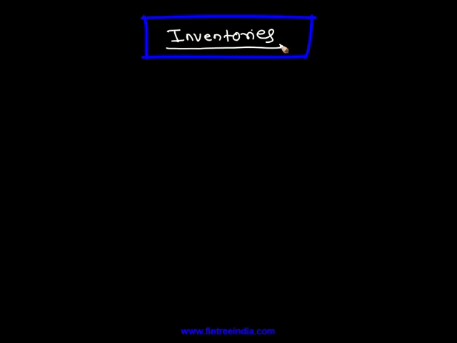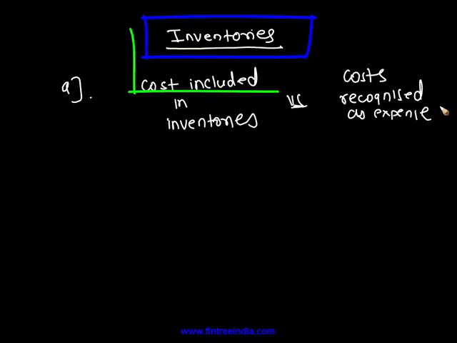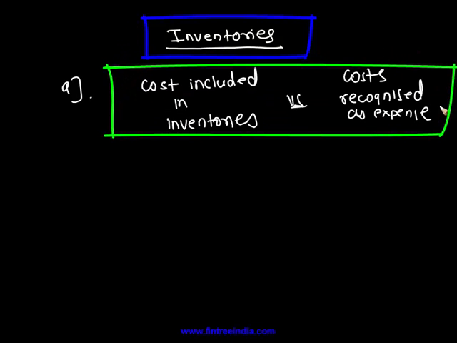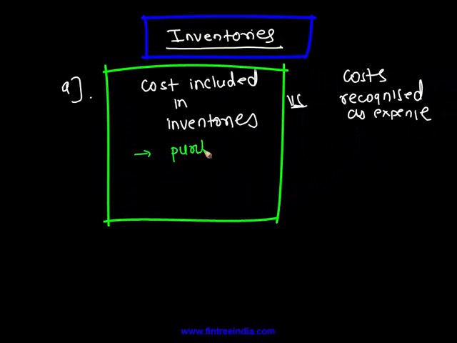So I'm going to follow a learning outcome approach where we will go one learning outcome at a time. I'm starting with the first learning outcome, where we have to distinguish between cost included in inventory versus cost recognized as expense. The one cost that we would definitely include in the inventory is the purchase cost.